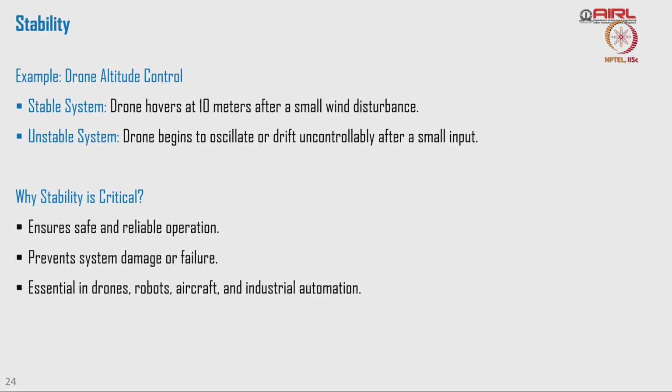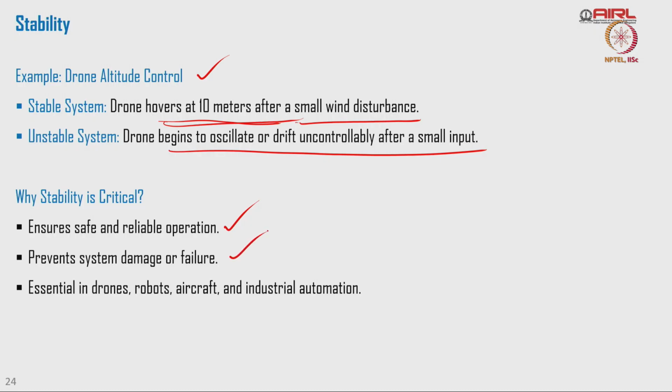So, yeah, I have already given the example of altitude control. The drone hovers at some 10 meters of height after a small wind disturbance. However, if it becomes unstable, then the drone begins to oscillate or drift uncontrollably after a small input. So, we should now understand why stability is critical. It ensures safe and reliable operation. It prevents system damage or failure, and it is essential for drones and whatever systems we are taking into consideration.